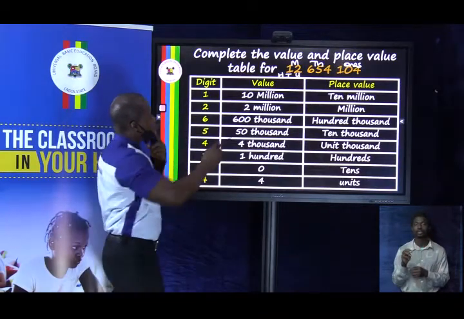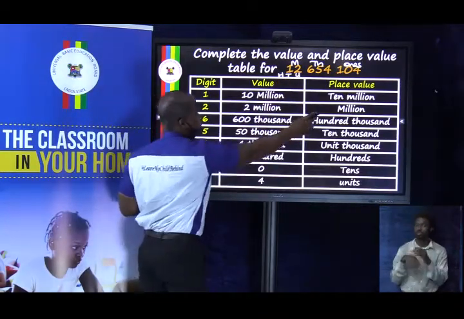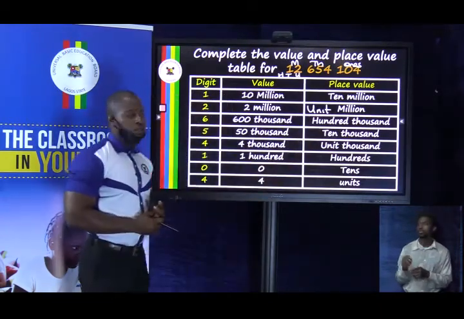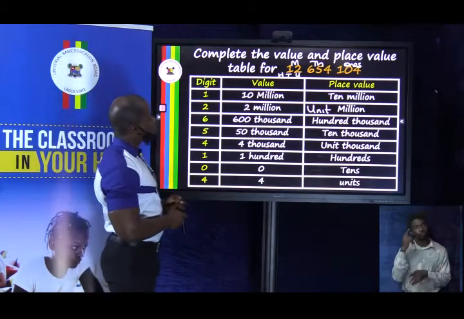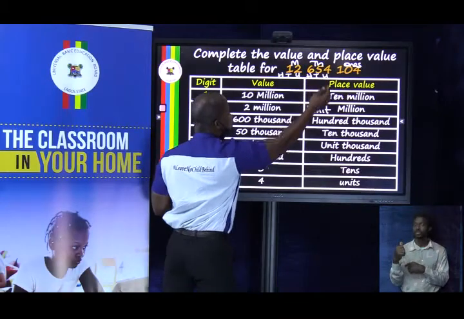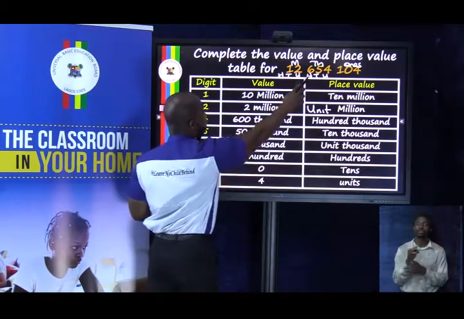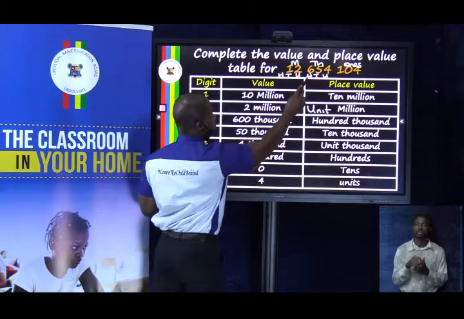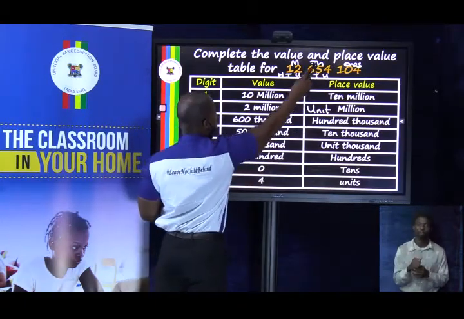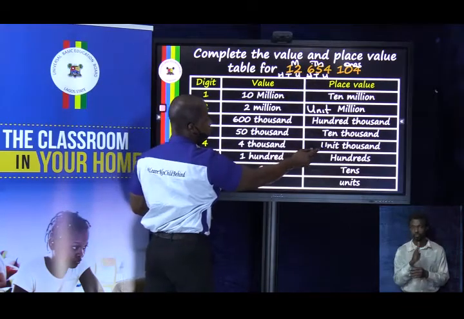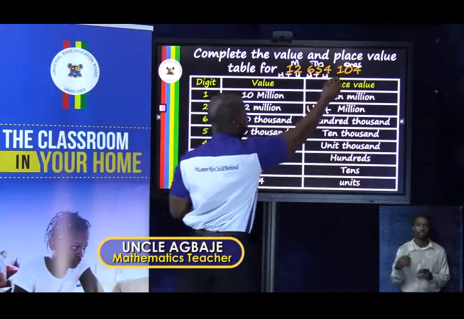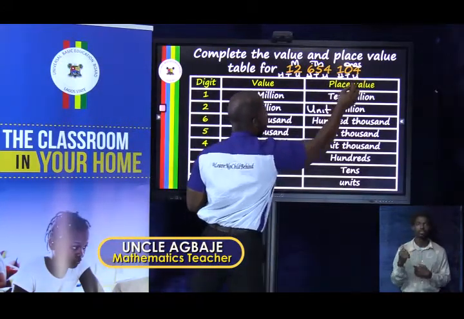Now 2 is under unit million, so you can just write unit million, or you can just write it as million. It's the same thing. Then for the thousands place, I'm going to have my hundreds, tens, units. So the place value of 6 is 100,000. As you can see, 100,000. Then 5 will be 10,000, while 4 will be unit thousand. And finally, for the ones place, I'm going to have hundreds, tens, units.